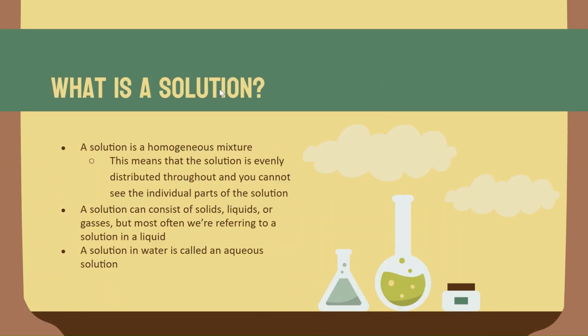So what is a solution? A solution is a homogeneous mixture. We talked about mixtures all the way back at the beginning of this year, and we said a mixture is just a combination of two or more substances. And a solution is homogeneous if it is evenly distributed throughout and we can't see the individual parts of the solution. For example, if I mix Kool-Aid, I can't see the Kool-Aid powder anymore once it's mixed together. That's a homogeneous mixture. This is in contrast with a heterogeneous mixture, for example, a chocolate chip cookie. I can see the chocolate chips and I can see the cookie mixture. So that would be heterogeneous, not a solution.